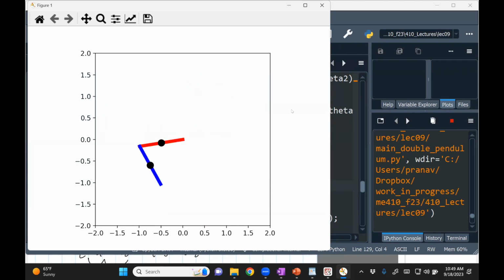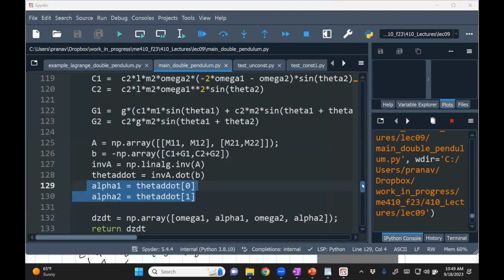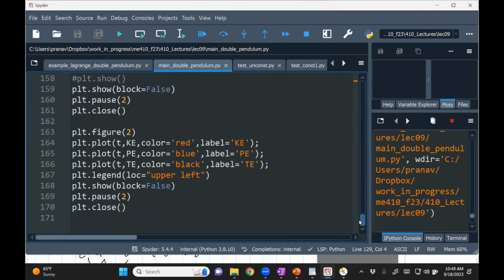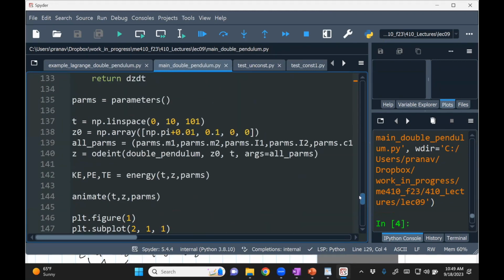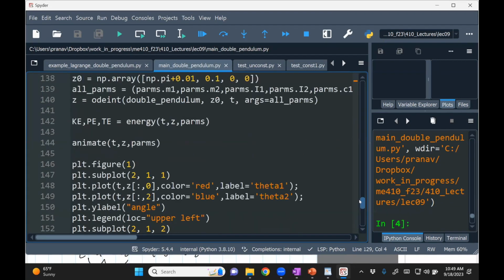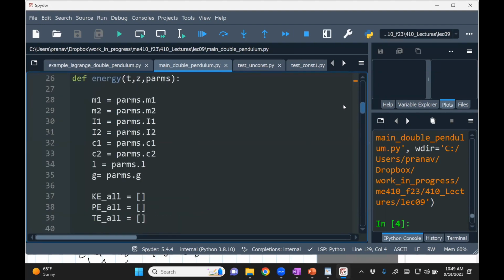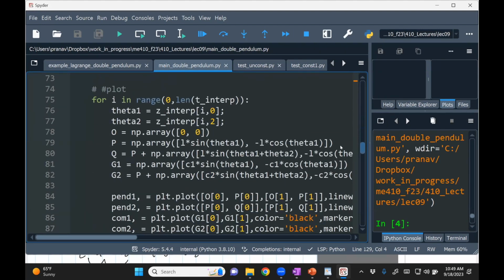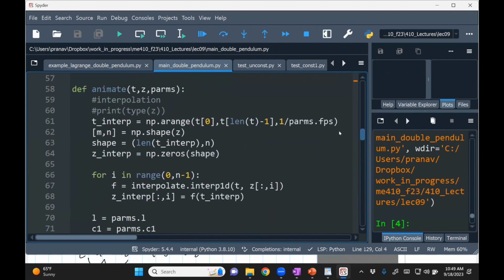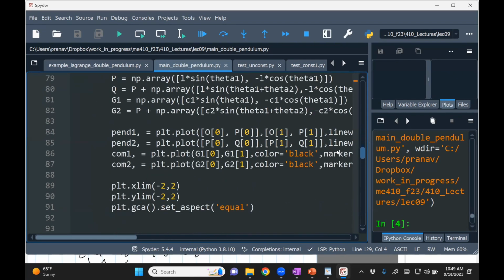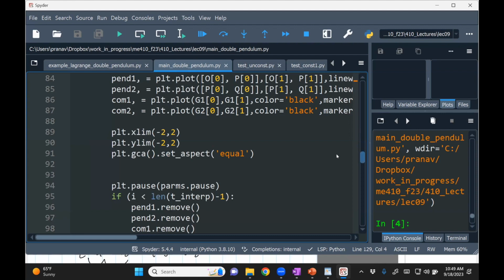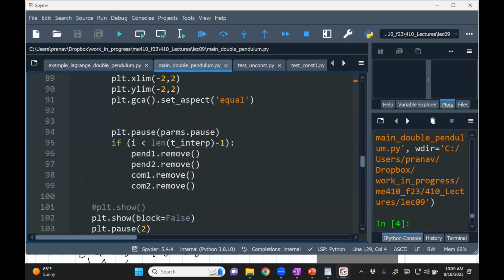This time, all the equations were hand derived. It's fairly short code, about 170 lines, and almost half of that, I believe, is the animation routine, which is the plot here, right from 58 all the way to 100. So about a fourth of it is just animation.